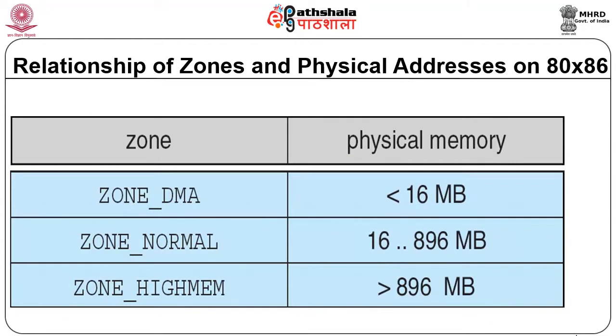Here you see that the zone DMA maps onto or refers to the physical memory which is less than 16 MB, and between 16 and 896 MB it is zone normal, and greater than 896 MB is zone high memory. So, thus we see that the main memory is divided into different zones, and depending on the architecture some of these zones or all of the zones are utilized.